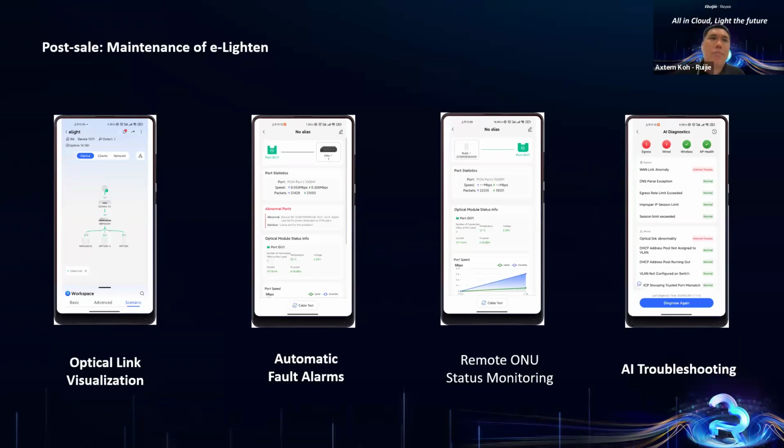So this is how we can help you maintain Enlighten through the troubleshooting step, because it's a new thing, right? We are trying to educate all of the partners here, 130 people. In our solution, we have built some AI to help you with fault alarm notifications. You can also do AI troubleshooting, and monitor the status of each port.